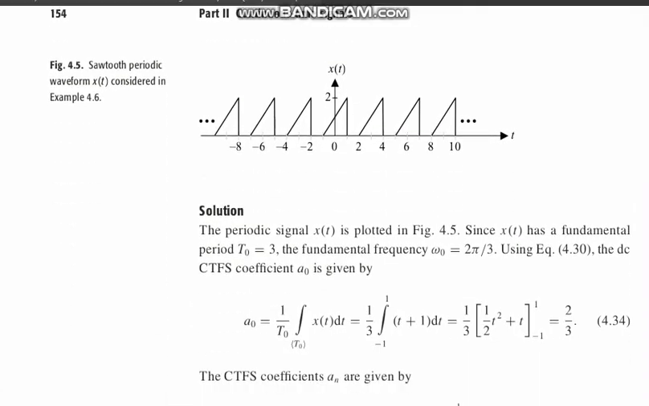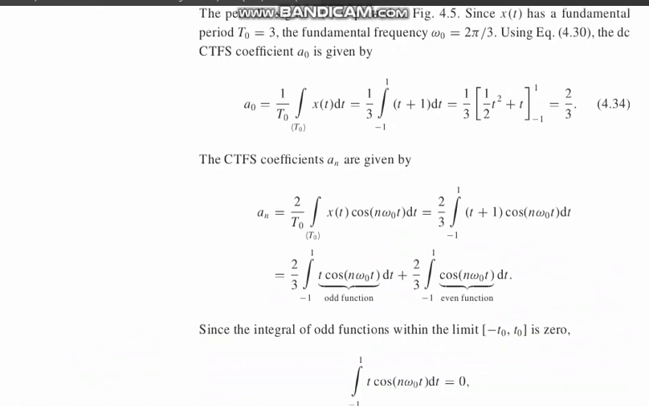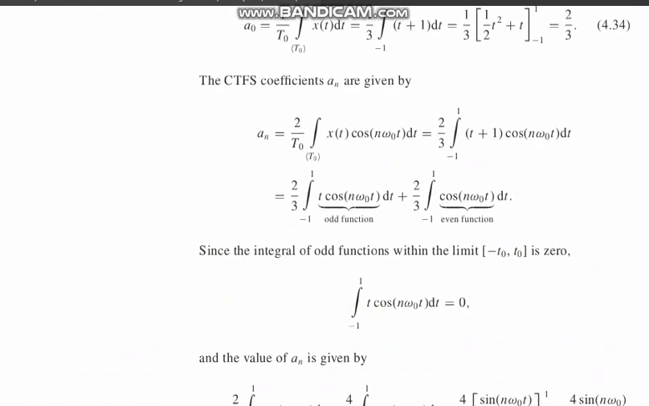In the next class we will learn how we can calculate the CTFS from a signal given on a plot or given as any kind of equation. Thank you very much for being with me.